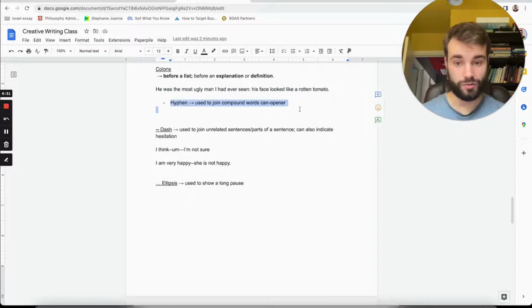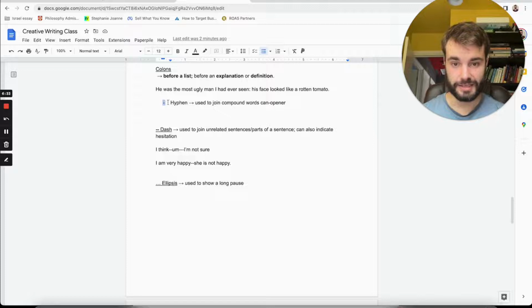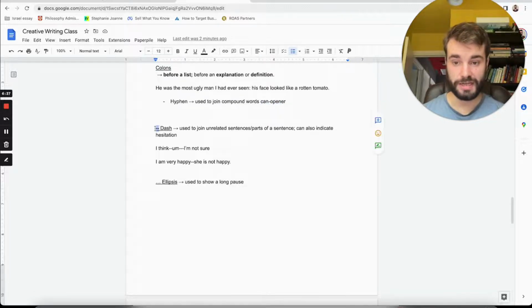A hyphen is not really punctuation, it's a small line like this. It's used to join together words like can-opener. But a dash, and it's important you know the difference, is a longer line, so on Google Docs it doesn't write a dash automatically, so I put two hyphens, but you'd write a long line with no gap. So a dash is used to join unrelated sentences or parts of a sentence. It can also be used to show someone's hesitating in their thoughts, like this. I think, I'm not sure. And you can join together two things. I'm very happy, she is not happy, with a dash.